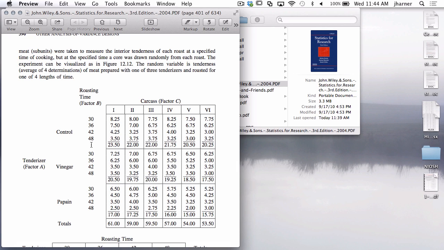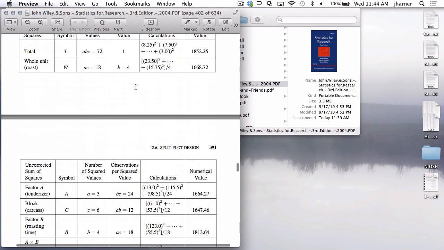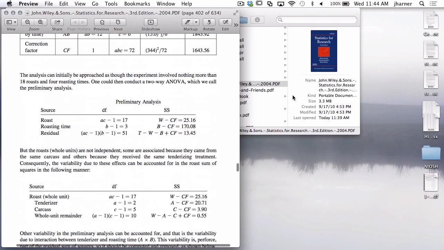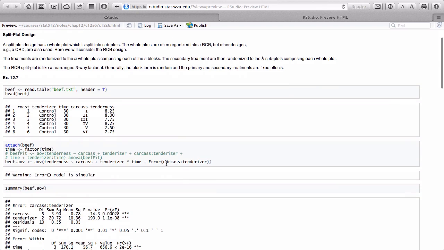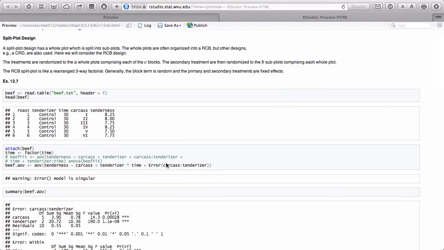And so what we're going to do is call these carcasses the whole plot, and we're going to have subplots within it. So that's the basic idea of the model. Now, what I'd like to do is look at it from the point of view of statistics, and this is the output.